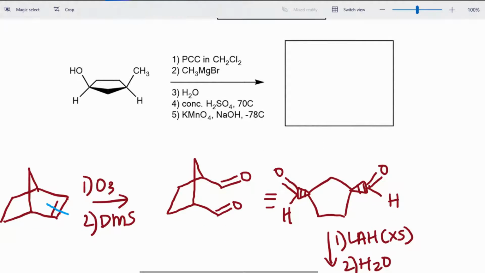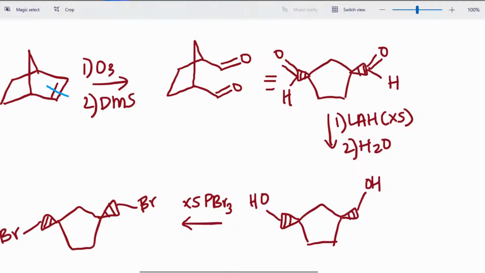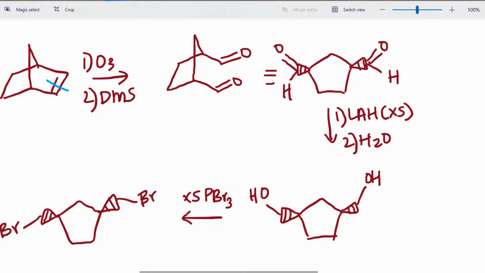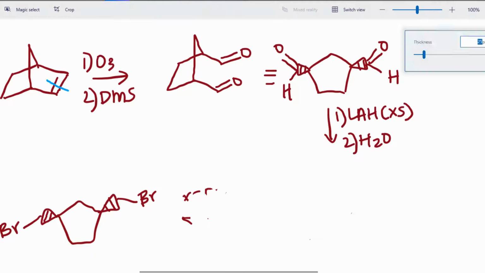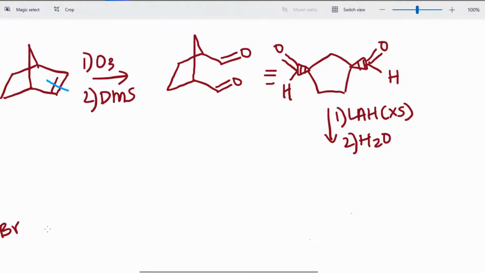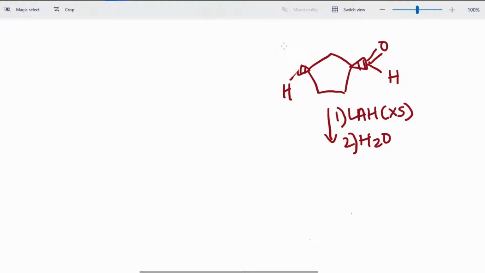Now for the next reaction, I would suggest you do the same. I'm going to try and get out my eraser tool and hopefully, yeah, there we go. Erase all of this out. And we can continue on with the next reaction.